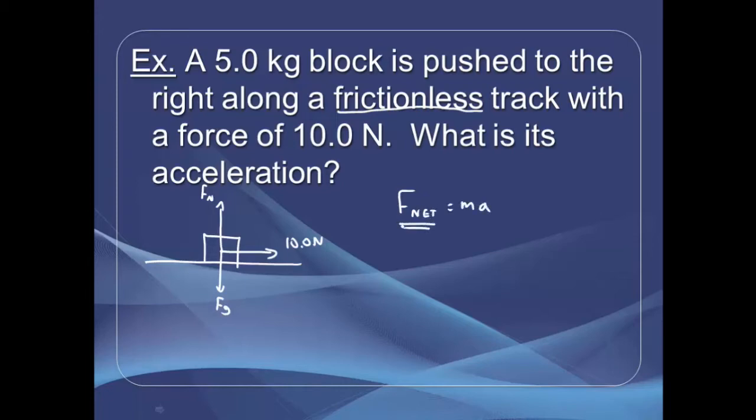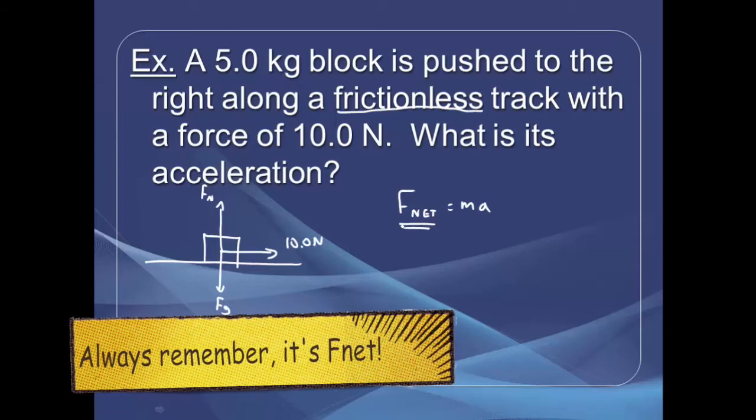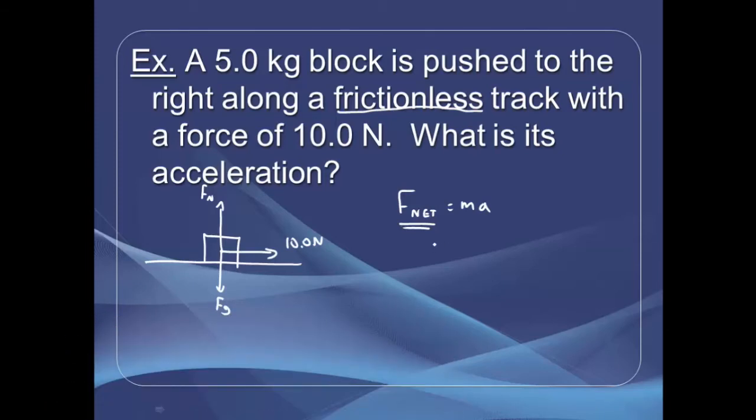Just a side note, make sure you write Fnet. It's going to help you down the road when you're dealing with a lot of net force type questions. A lot of people will drop the net and then they'll forget that this equation matters as well. We need to solve for a. a is equal to Fnet over m. Let's go ahead and plug in our values. 10 newtons divided by 5.0 kilograms. And you're going to end up with an acceleration of 2.0 meters per second squared. So this is the most basic type of question that you're going to see using Newton's second law.